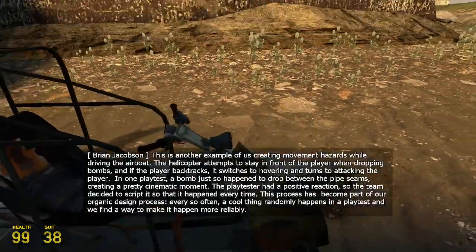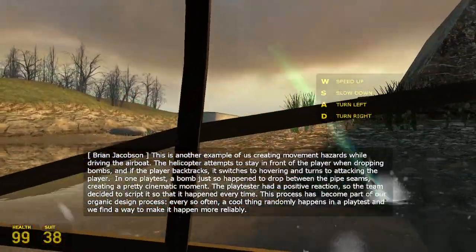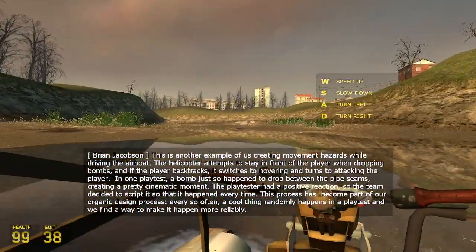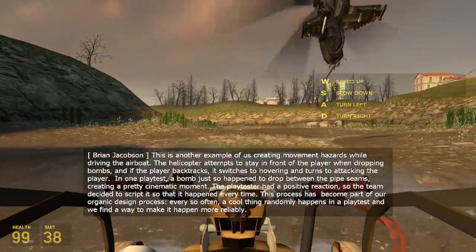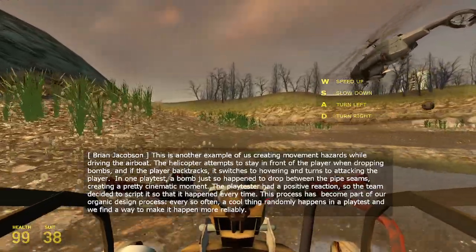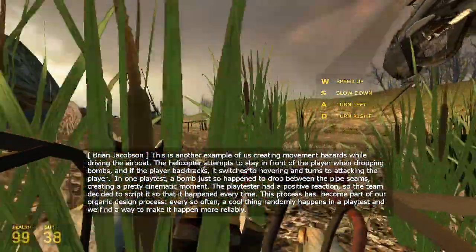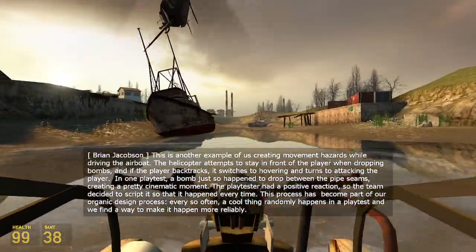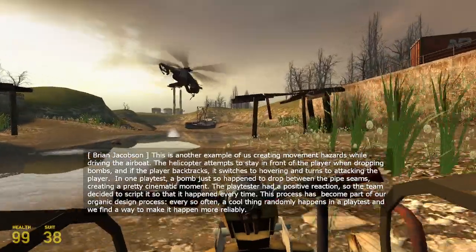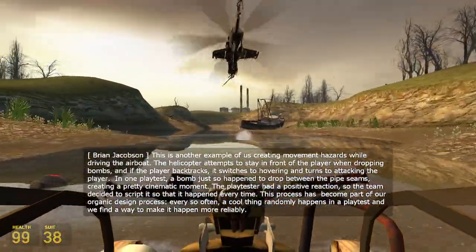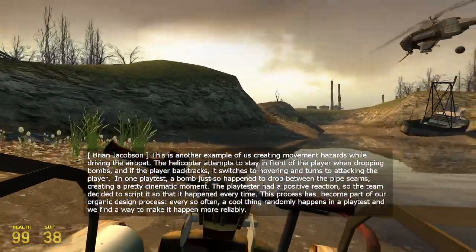Helicopter bombing run. This is another example of us creating movement hazards while driving the airboat. The helicopter attempts to stay in front of the player when dropping bombs, and if the player backtracks, it switches to hovering and turns to attacking the player. In one playtest, a bomb just so happened to drop between the pipe seams, creating a pretty cinematic moment.